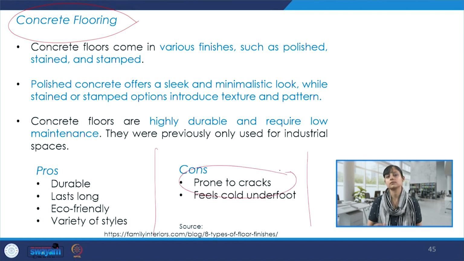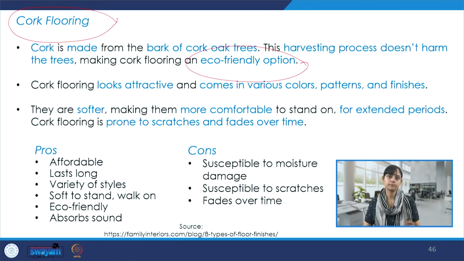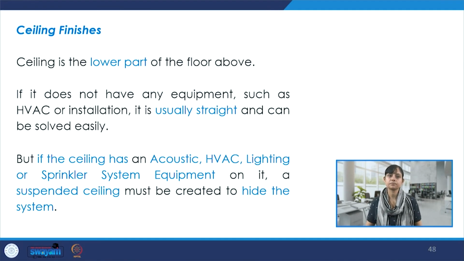so they can be still used, but the only problem is that they are prone to cracks. There is also cork flooring, which is available for getting your floor finish, and the cork is made from the bark of the cork oak tree, and the harvesting process does not harm the trees, therefore it is an eco-friendly option. That's a very interesting aspect about using the cork flooring. It also comes in colors, patterns, and finishes, and a huge variety could be achieved. Natural stone flooring for a very luxurious appearance, for something very, very natural and elegant.